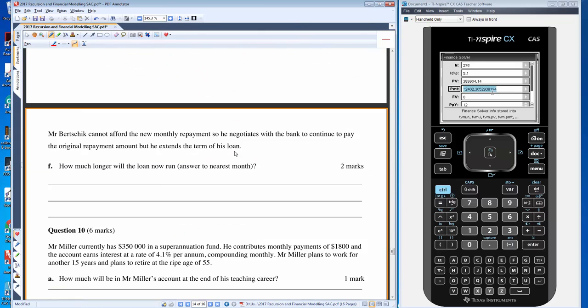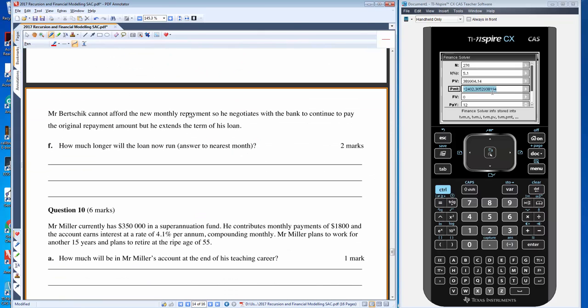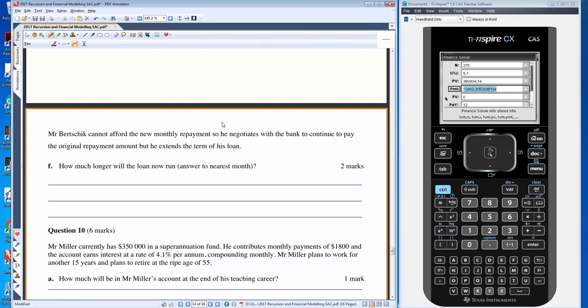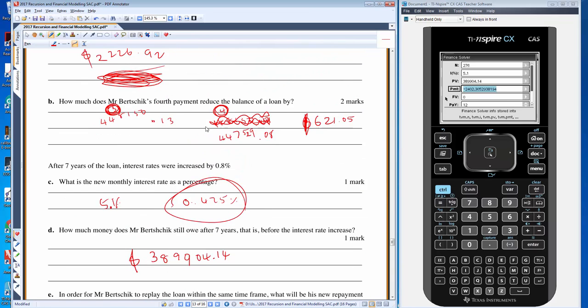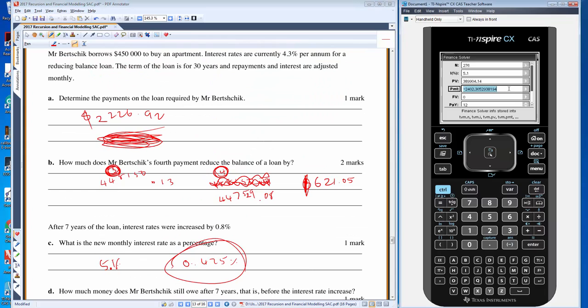Alrighty. Now, Mr. Burchett cannot afford the new monthly repayment, so he negotiates with the bank to continue to pay the original repayment, but he extends the term of his loan. So how much longer will the loan now run? Okay. So he's basically saying can't do that. Okay, so I'm going to go back to the original repayment, which was this one here. So let's put that back in as his payments.